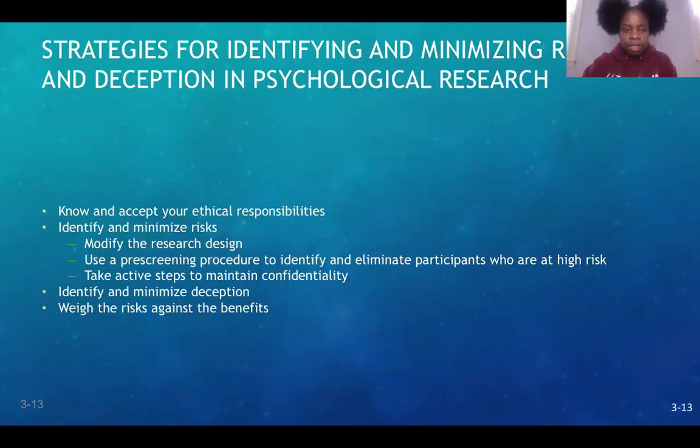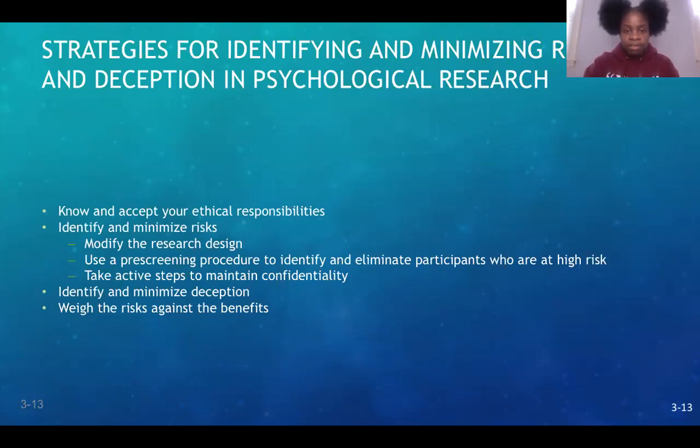Okay. A third way to minimize risk is to take active steps to maintain confidentiality. One should keep signed consent forms separately from any data that one collects, and in such a way that no individual name can be linked to his or her specific data, okay?